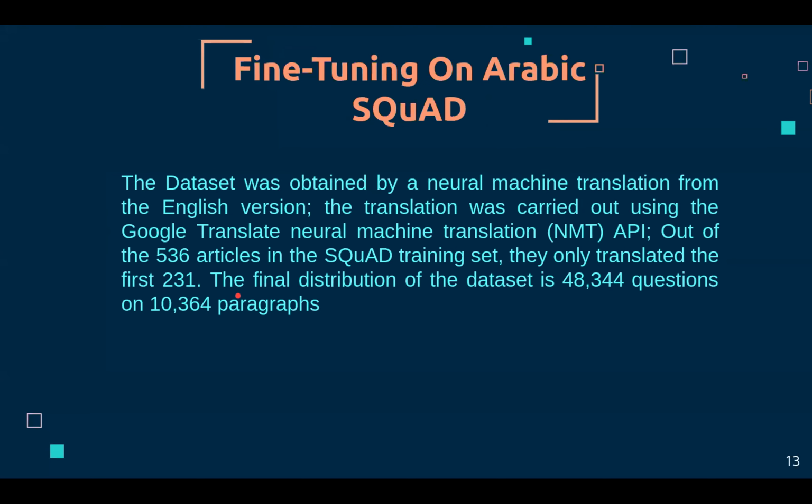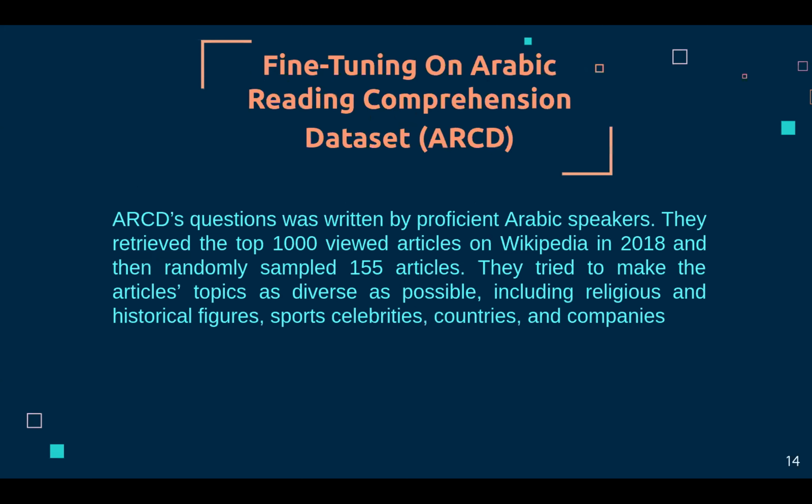The second component is fine-tuning on Arabic SQuAD, a dataset obtained using neural machine translation from the original SQuAD dataset, which is the English version. The translation was carried out using Google Translate. The final distribution of the dataset is 84.3 thousand questions on 10,000 paragraphs. The third dataset is ARCD. ARCD is like TyDiQA in that it was produced without using neural machine translation. They retrieved the top 1,000 viewed articles in Wikipedia in 2018 and then randomly sampled them and tried to make it as diverse as possible, including different topics.